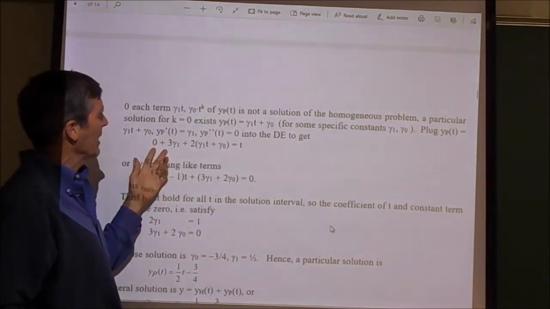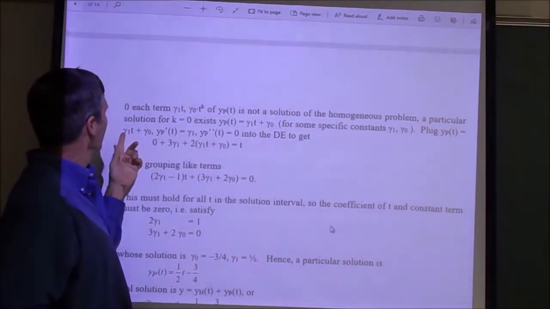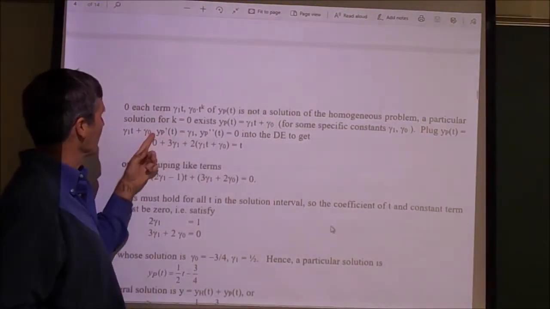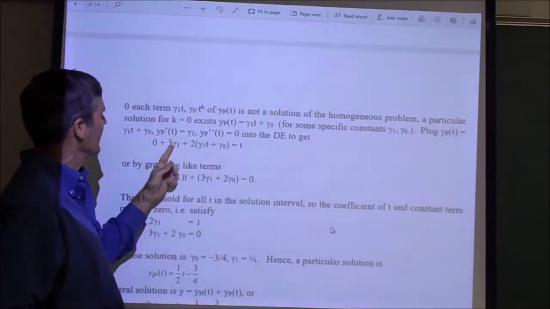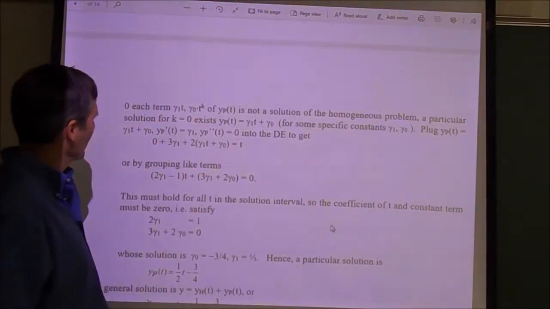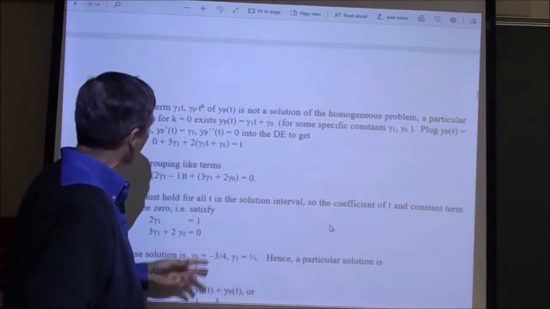So there's what we get by plugging y_p equals gamma 1 t plus gamma 0 into the differential equation. This is the second derivative plus 3 times the first derivative plus 2 times y_p equals t. What do the coefficients have to be? Here's how you figure it out.